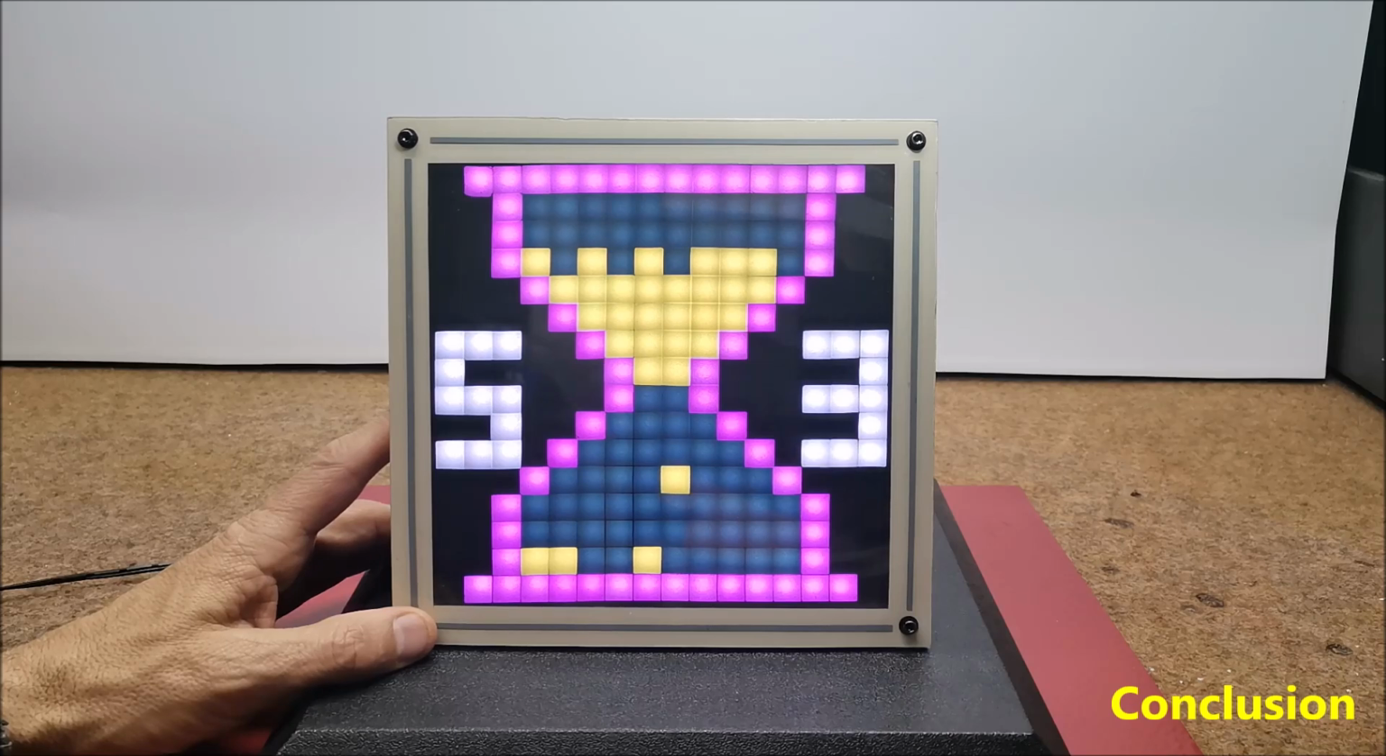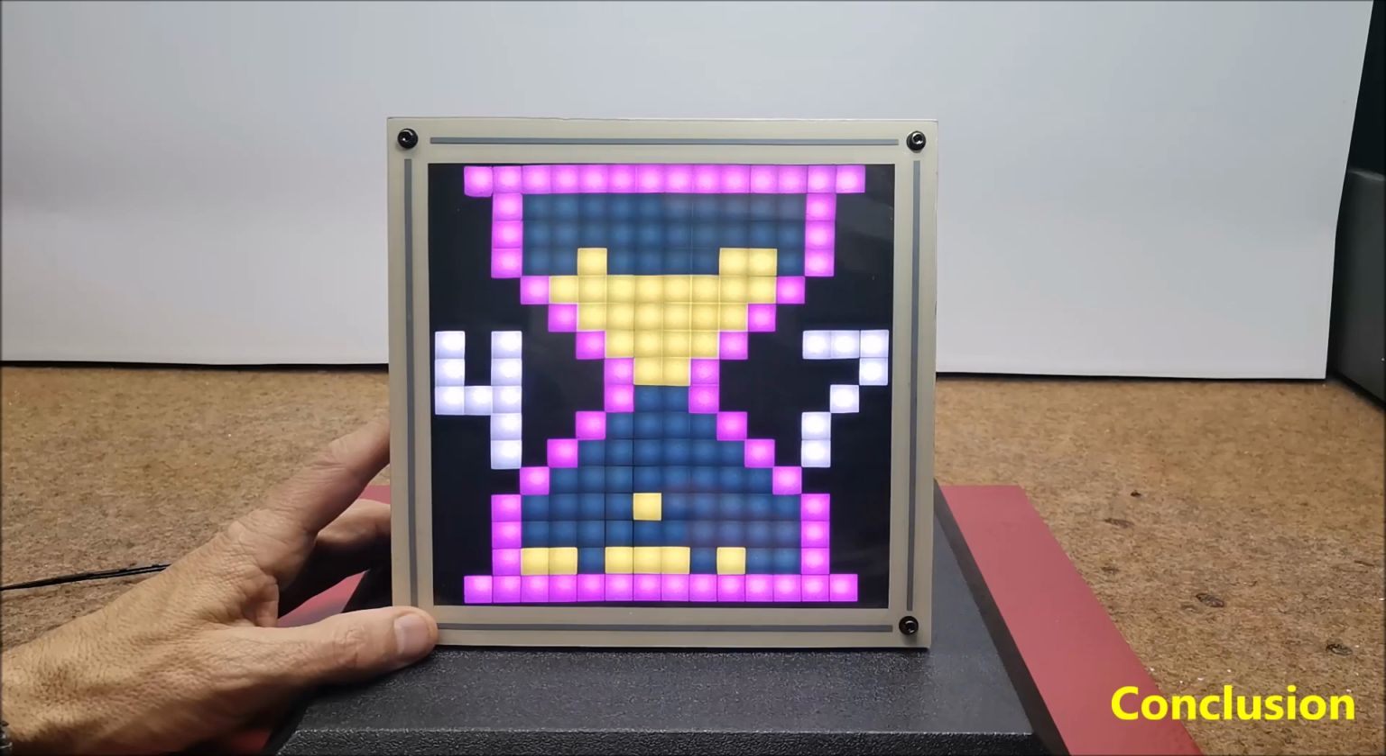And finally, a short conclusion. This is a visually impressive hourglass simulation project, and despite its simplicity, there are many possibilities for modifying most parameters.